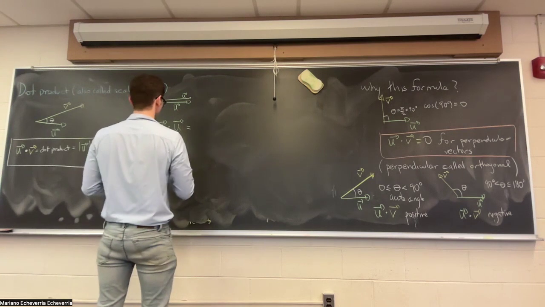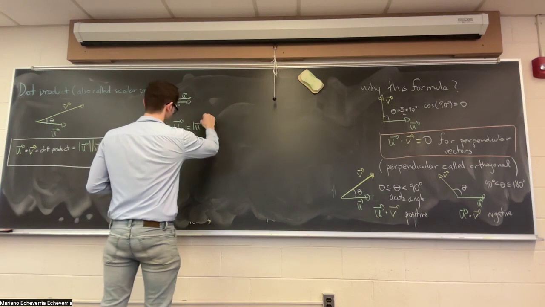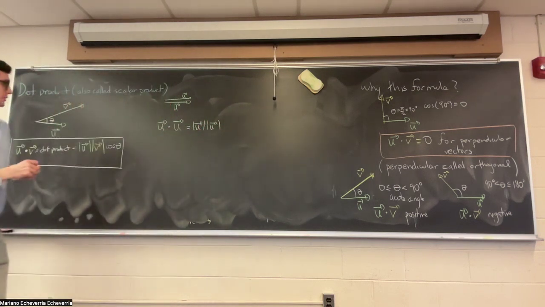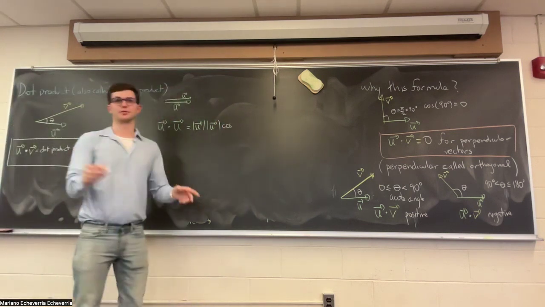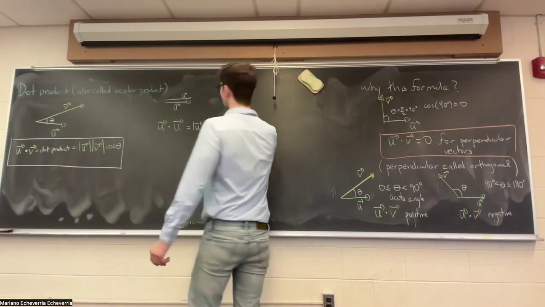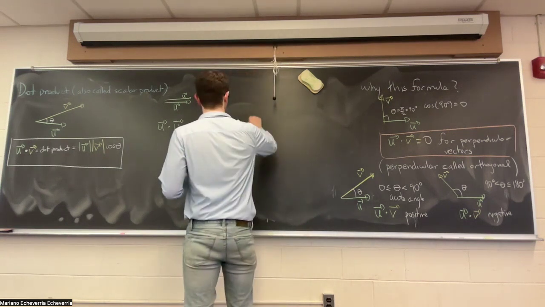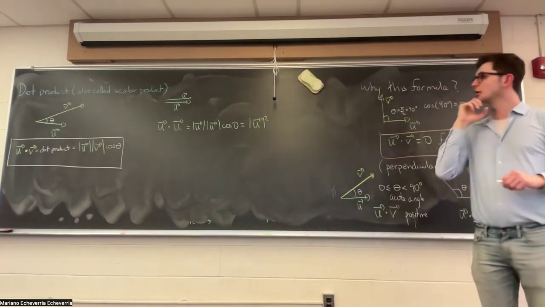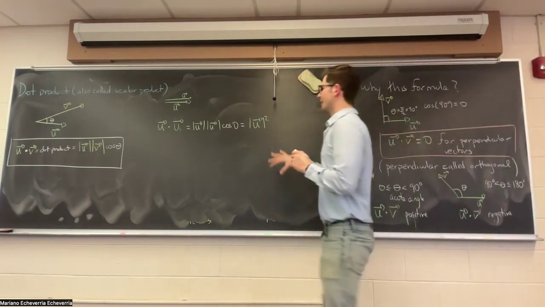If you look at this, it's the length of the first vector times the length of the second vector, but now the two vectors happen to be the same, times the cosine of the angle, right? But what's the angle between a vector and itself? It's just 0, right? So cosine of 0 is 1, so that just gives you the length of the vector squared, which is nice.